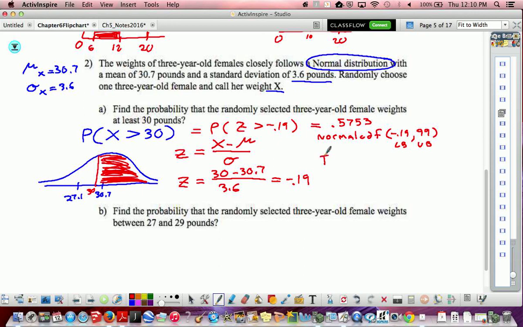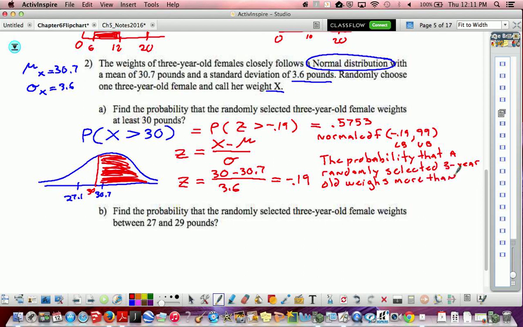So we can say the probability that a randomly selected 3-year-old weighs more than 30 pounds is 0.5753.